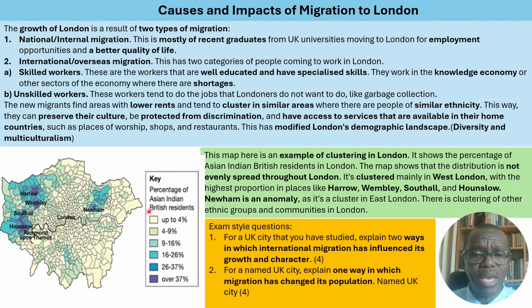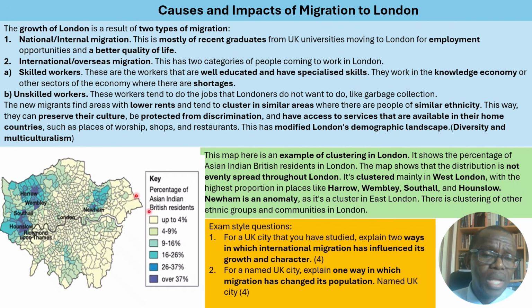Now, this map here is an example of that clustering in London, and it shows the percentage of Asian, Indian, British residents here in London. It shows that the distribution is not evenly spread, as you can see, because if you look at the key here, the highest percentages are found in the areas that have a dark shade of purple or blue. That looks a lot more purplish. So that dark color there is where you have the highest percentages, with over 37%. And then you can see it reduces as you go up this particular key here.